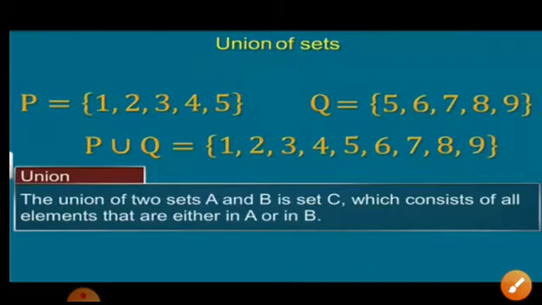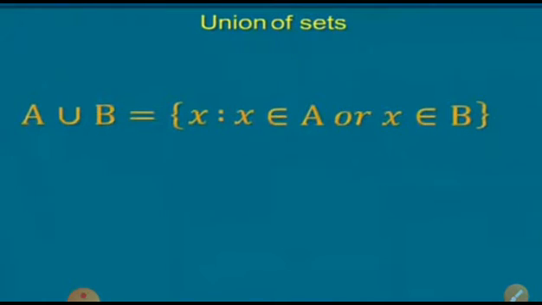So the union of two sets A and B is a set C which consists of all elements that are either in A or in B. Okay, or I can add one more, or both in A and B. Now the given set of union A union B, that can be written in roster form, set builder form.